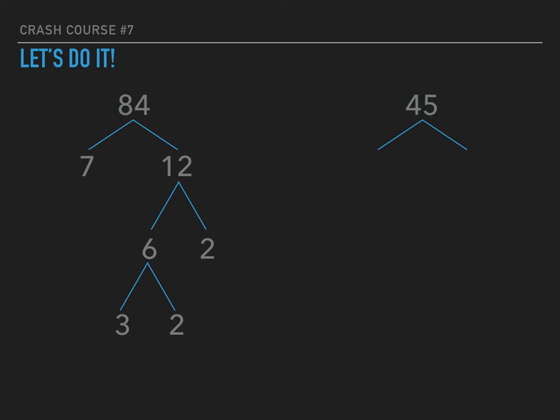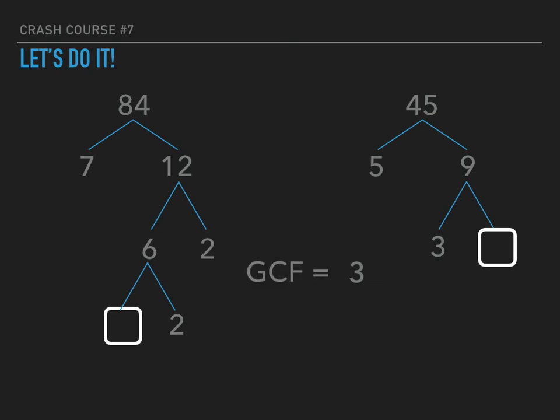Let's see how we can break down 45 now. I know that 5 times 9 equals 45. I can't break down 5 anymore because 5 is a prime number, but I can break down 9, which equals 3 times 3. In this case, they only have one set in common, which is a set of 3's. So, the greatest common factor of 84 and 45 equals 3. Let's take a look at one more example here.